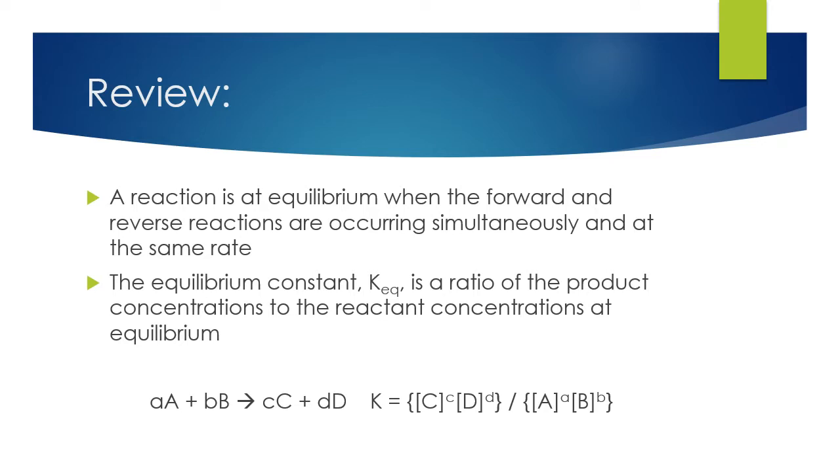A reaction is at equilibrium when the forward and reverse reactions are occurring at the same time and at the same rate. The equilibrium constant K, or Keq, is a ratio of the product concentrations to the reactant concentrations when you are at equilibrium. So for example, for a very generalized reaction as shown below, the equilibrium constant is written there, where the product concentrations are raised to their coefficients, and they are all over the reactant concentrations raised to their coefficients. A quick reminder that solids and liquids are not included in equilibrium constants.